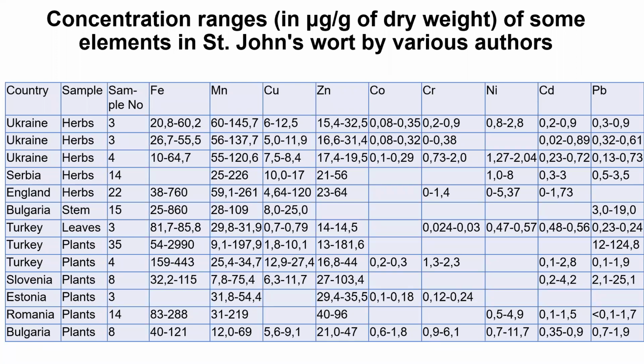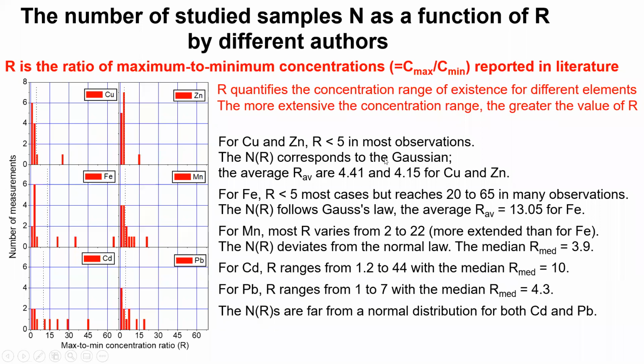You can see the difference in concentration range in microgram per gram of dry weight of some elements in St. John's wort by various authors. You see difference for different elements. Big difference. And the number of studied samples as a function of max to minimum concentration ratio reported in literature.